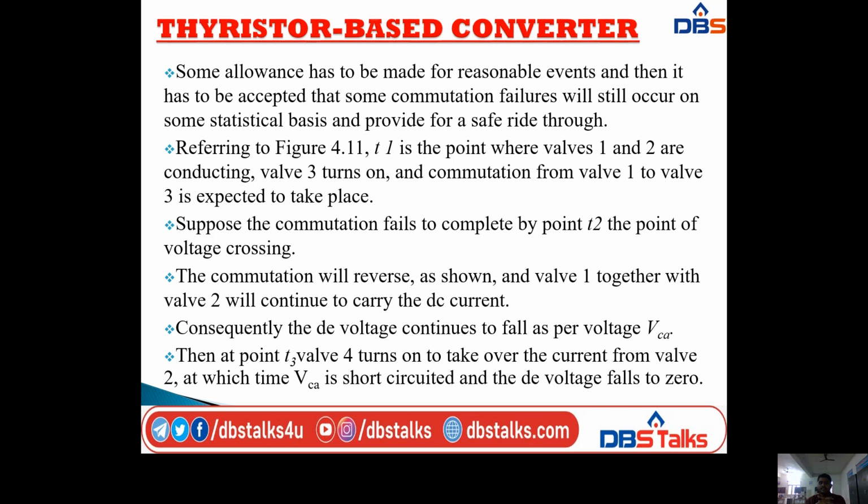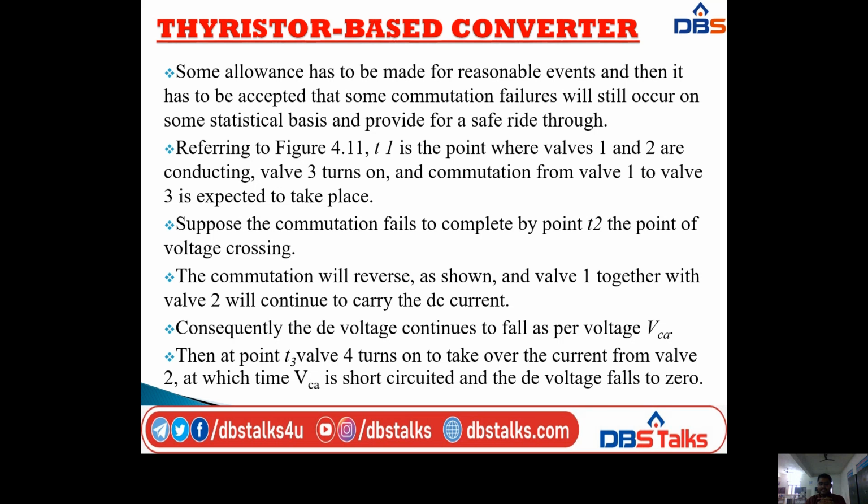Referring to the diagram, the time instant t1 is the point where valves 1 and 2 are conducting, valve 3 turns on, and commutation from valve 1 to valve 3 is expected to take place. Suppose the commutation fails to complete by point T2, the point of voltage crossing. The commutation will reverse as shown, and valve 1 together with valve 2 will continue to carry the DC current. Consequently, the DC voltage continues to fall as per voltage VCA.